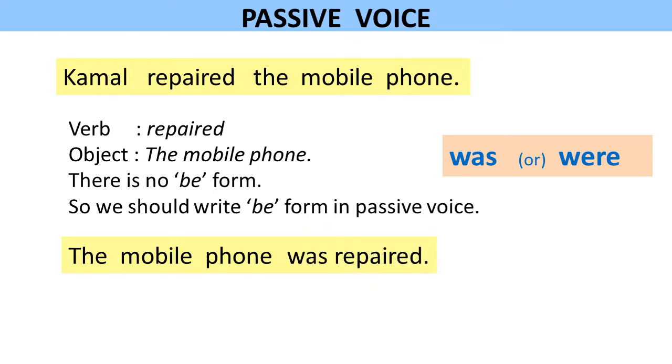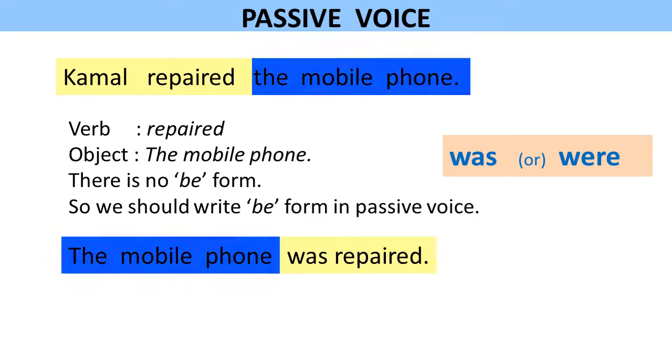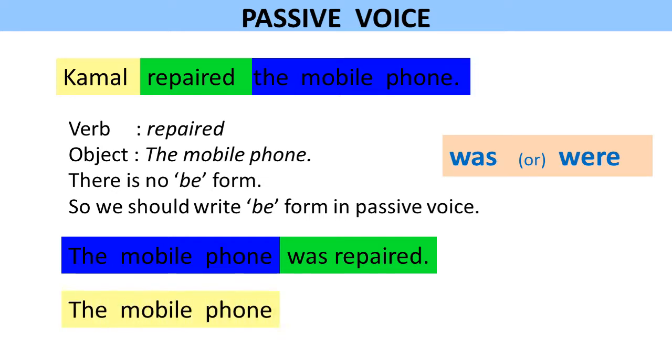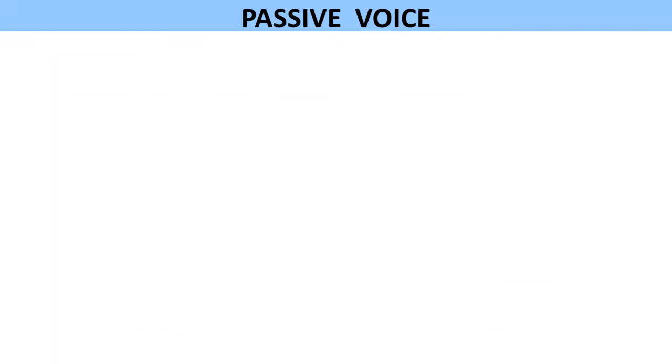The past participle form of the verb repaired is also repaired. Repair, repaired, repaired. Here the sentence changes like this. The mobile phone, the object, becomes the subject, and the verb repaired becomes was repaired. And this is the sentence. Like this we complete the sentence. The mobile phone was repaired by.